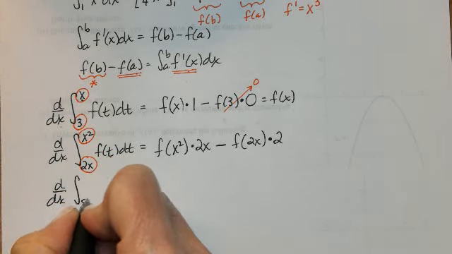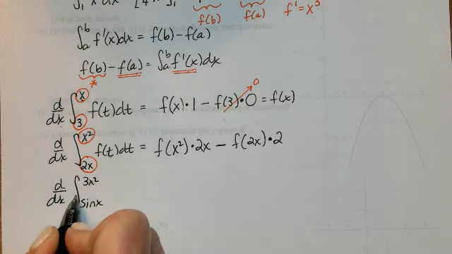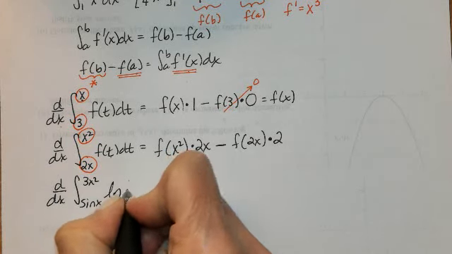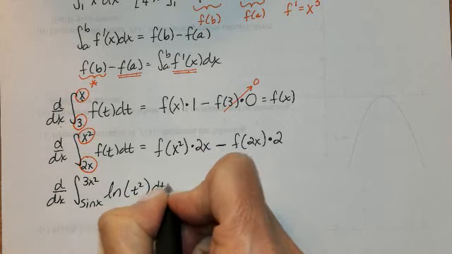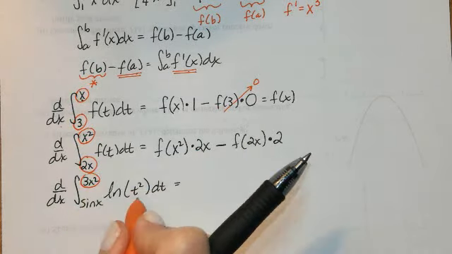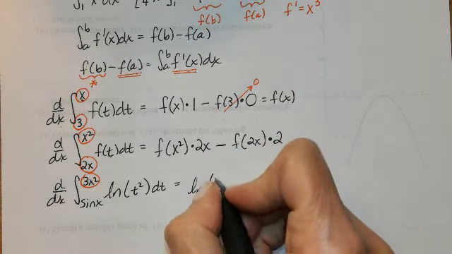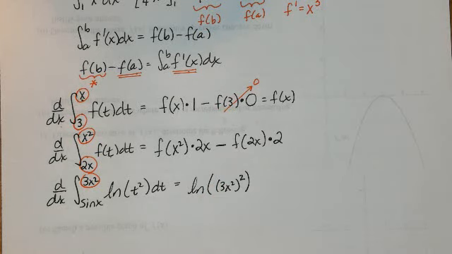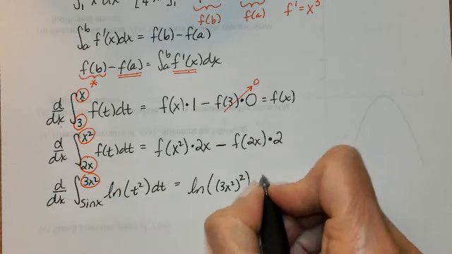Okay, let's say that we have the integral from sine x to 3x squared, and we're taking the derivative of that integral. I'm going to make up a function here. Let's say we have natural log of t squared dt. So I'm going to start at my upper boundary, replace t with 3x squared. So we'll have ln of 3x squared, right? And then we're going to multiply by the derivative of 3x squared.